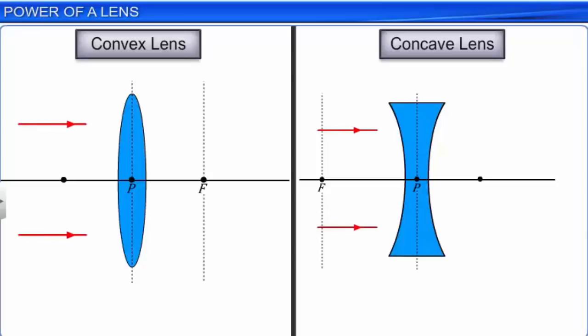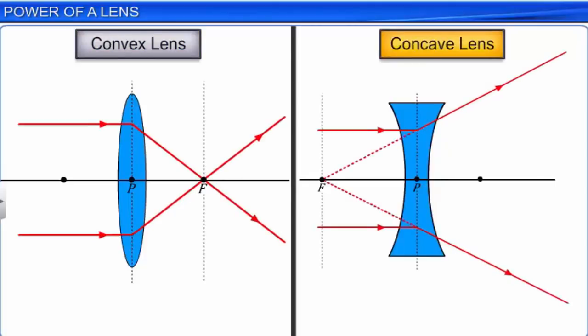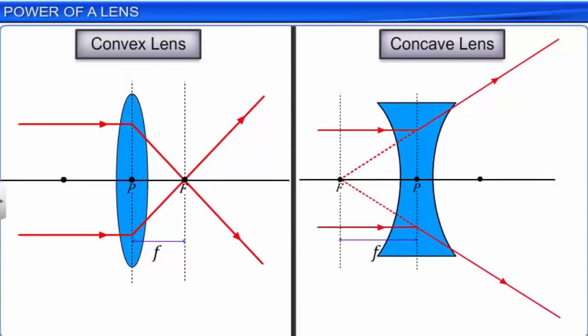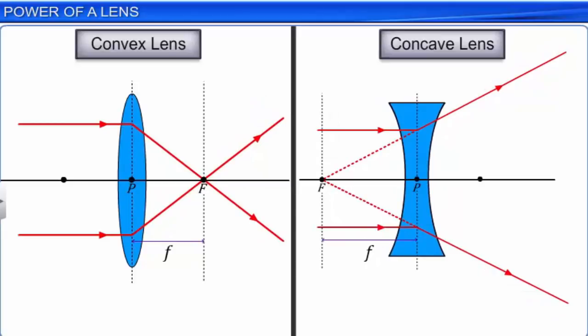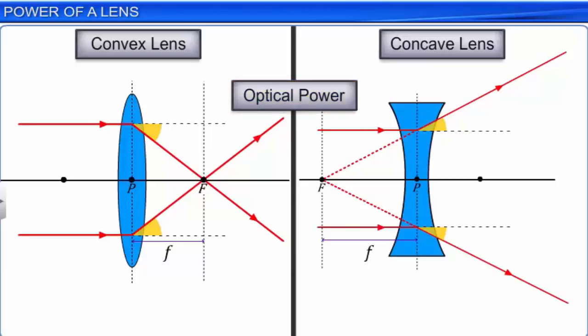We know that light rays, when incident on a lens, converge in the case of a convex lens and diverge in the case of a concave lens. The degree of convergence or divergence depends on the focal length of the lens. If the focal length of a lens is small, then the convergence or the divergence of light is more. On the other hand, if the focal length of the lens is high, then the convergence or the divergence is less. The physical quantity that is a measure of the convergence or divergence of light introduced by a lens is called its optical power. The optical power of a lens is defined as the tangent of the angle by which it converges or diverges a beam of light falling at a unit distance from the optical center.